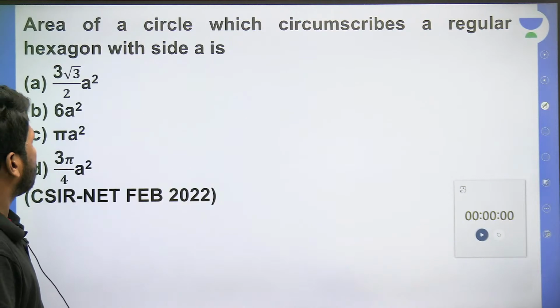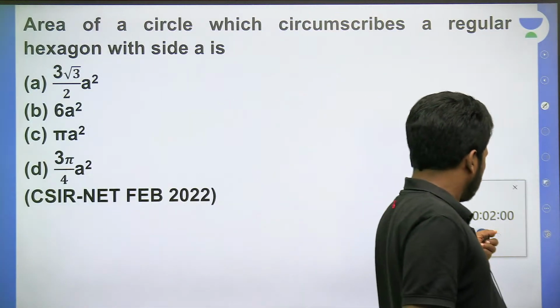I have explained there. So can you try this question? Geometry problem.